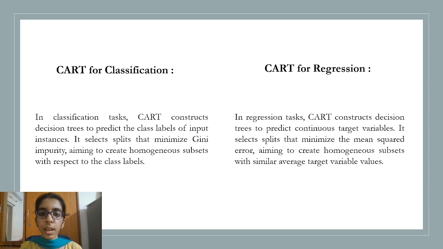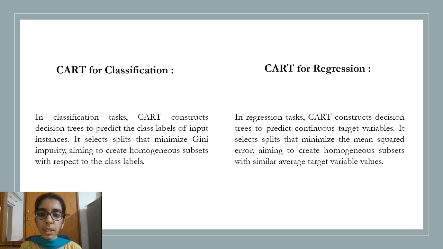Making predictions. Once the tree is built, classification decisions are made by traversing down the tree from the root node to a leaf node. At each internal node, the algorithm evaluates the condition based on a feature and threshold and moves either left or right accordingly. The process continues until a leaf node is reached, which corresponds to the predicted class label for the input data.